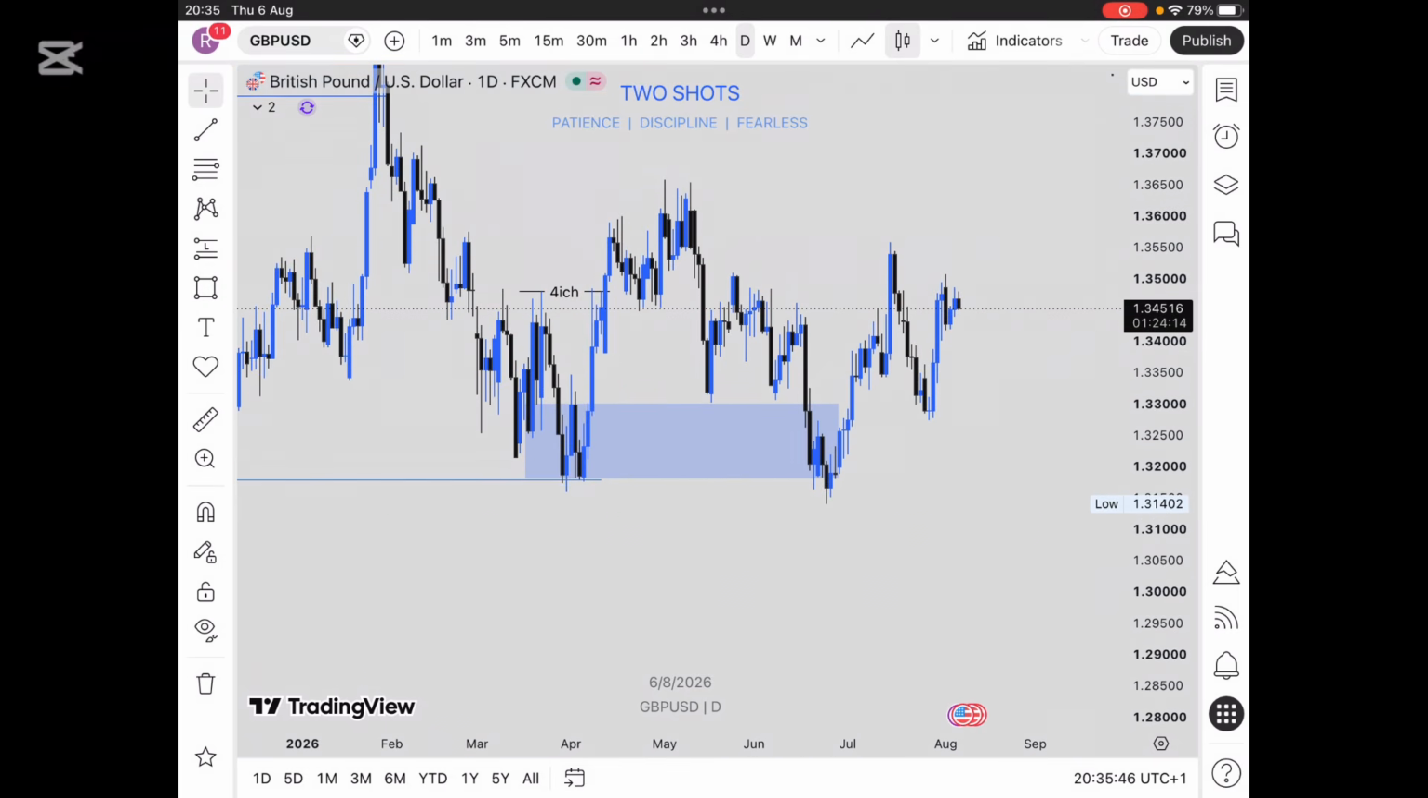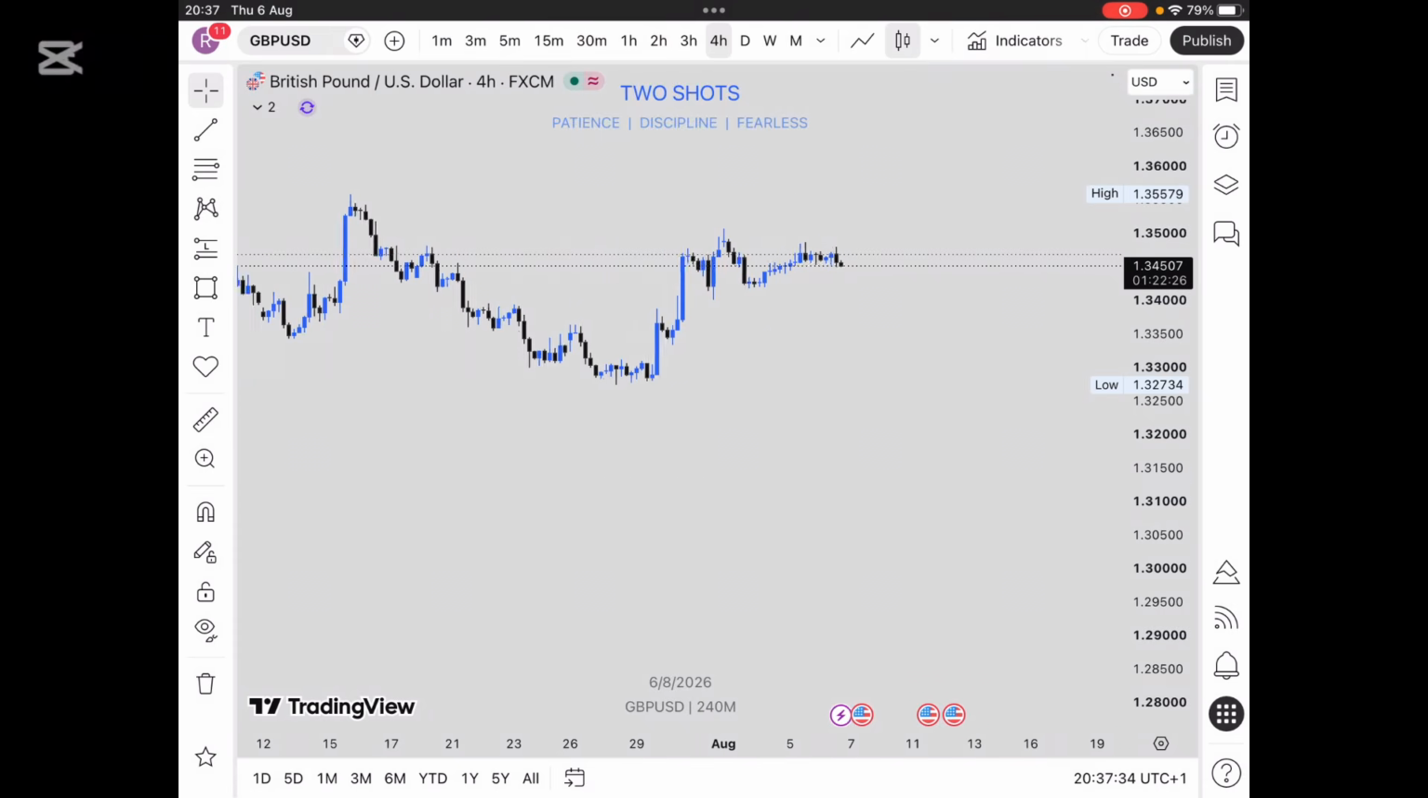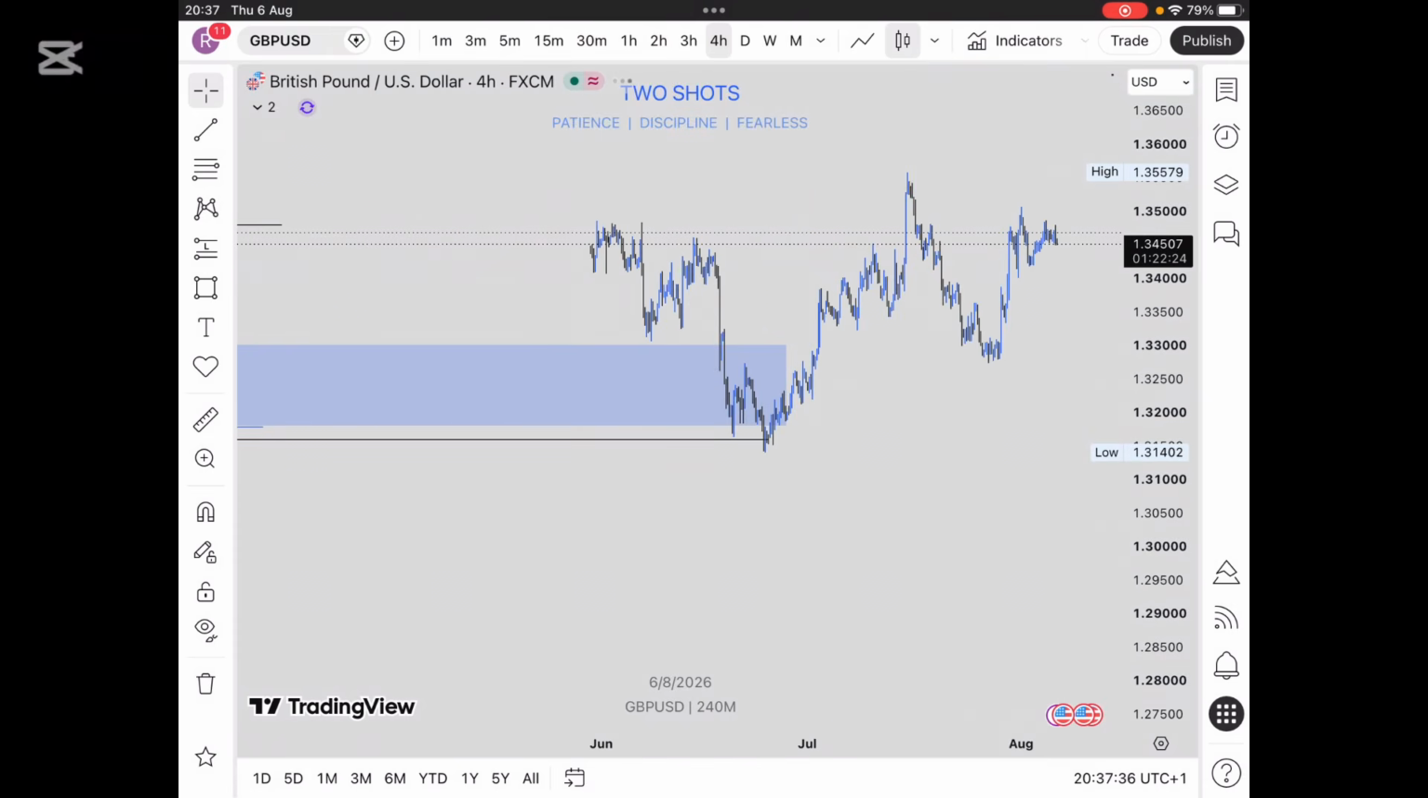So price eventually came down here and swept our POI again. Price broke our POI, but price did not close below it. So let's first of all go to a 4-hour time frame to see if there was any reason for us to get involved in the trade.